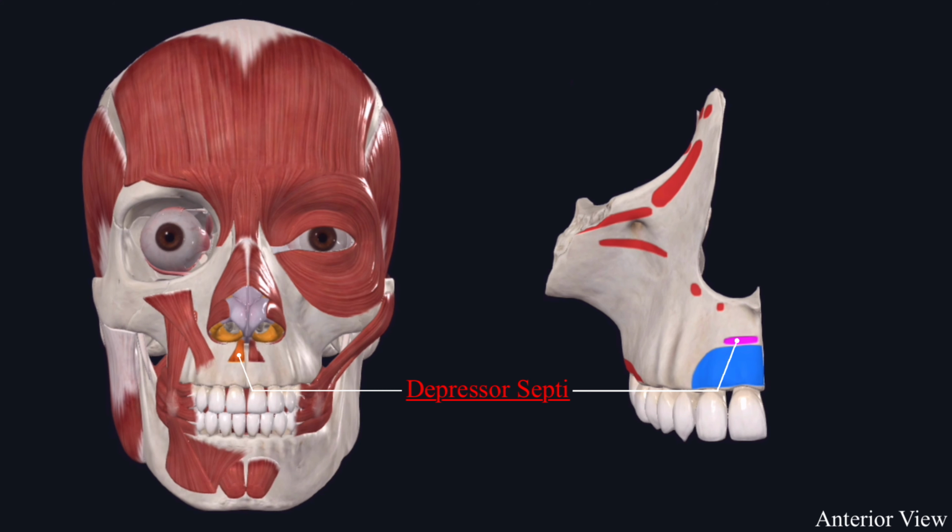Depressor septi muscle originates from the maxilla bone just above the medial incisor. This is the medial incisor, and above it originates depressor septi muscle. Levator anguli oris muscle originates just below the infraorbital foramen. Levator labii superioris originates below the infraorbital margin and above the infraorbital foramen.